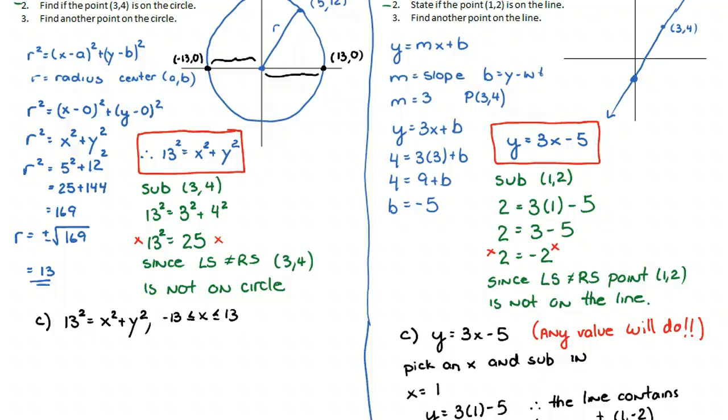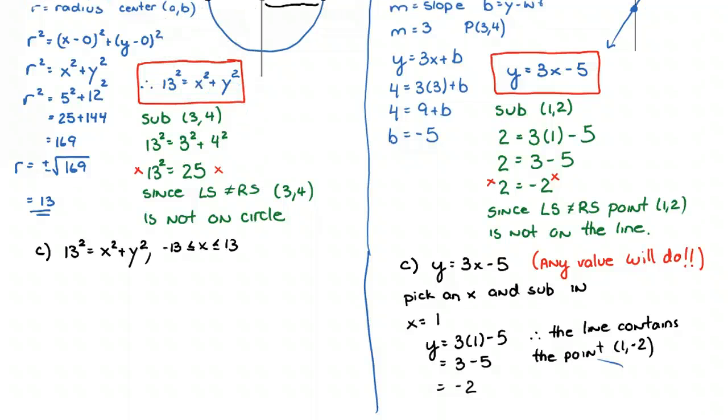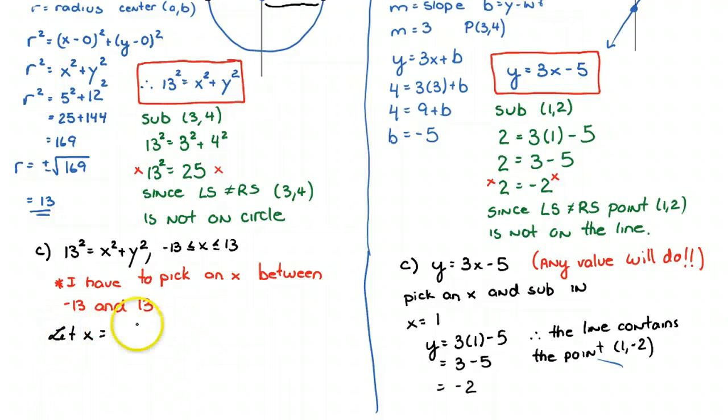So we want to pick another point that's on the circle. What this means is that if I'm going to find another point on this circle, let's draw this in red, I have to pick an x between negative 13 and 13. So let's pick one. Let's say x equals, say, negative 5, just for fun.